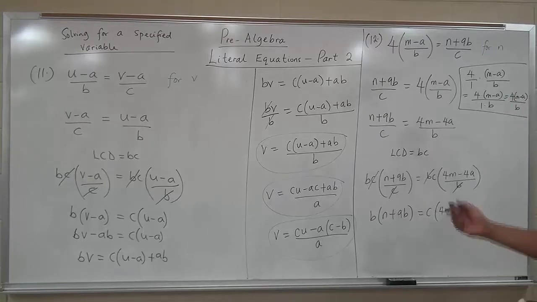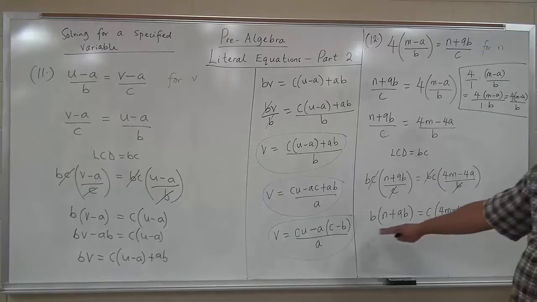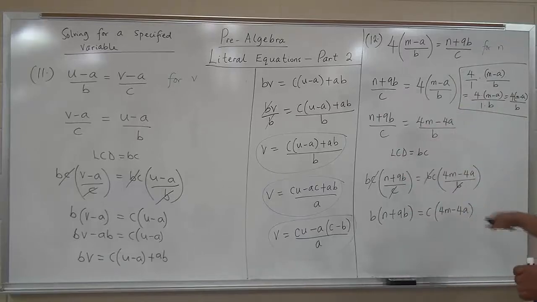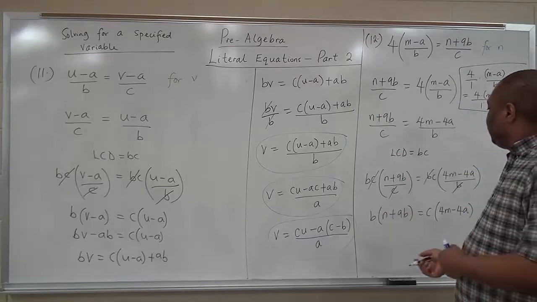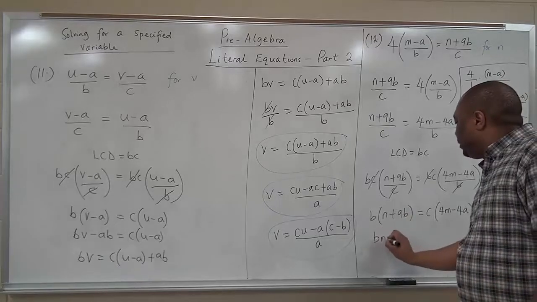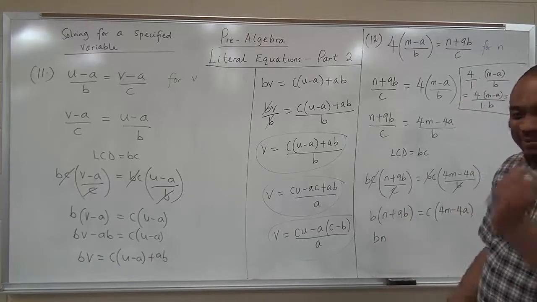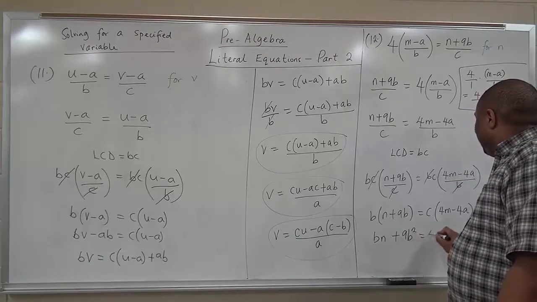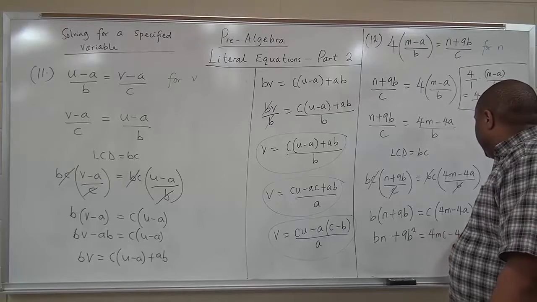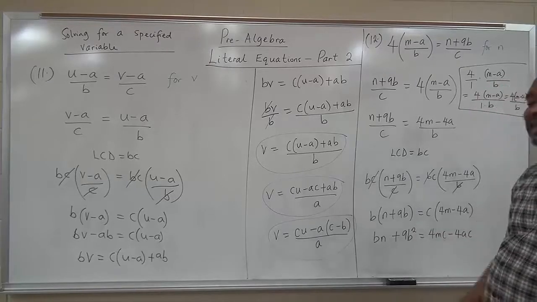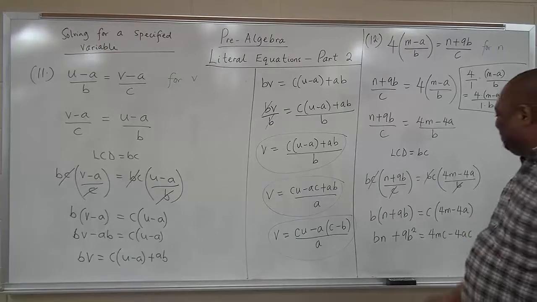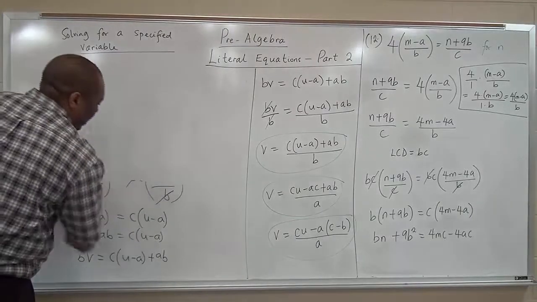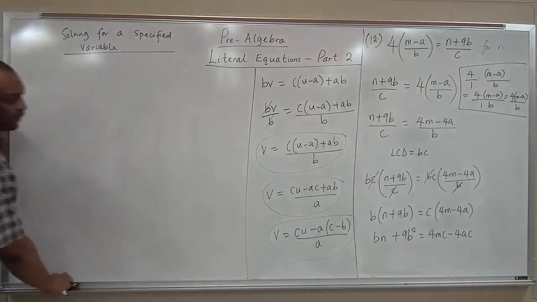Then what we can do is distribute. Now you can still divide both sides by b. Another method, okay? We can do that. But let's go ahead and just use the distributive property. We have that bn, this does not mean Barnes and Noble, plus 9b squared equal to 4mc minus 4ac. Okay, and this does not mean master of ceremony. All right, let's finish this up. Get it done right away.